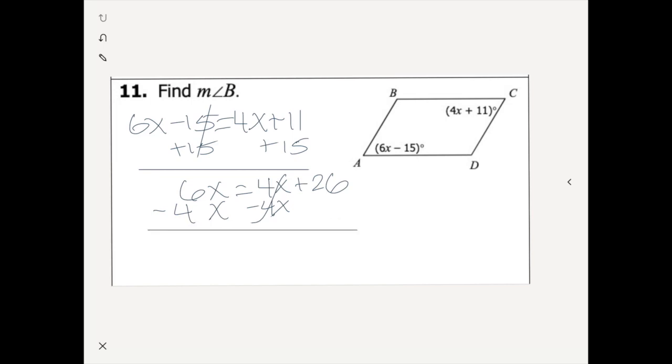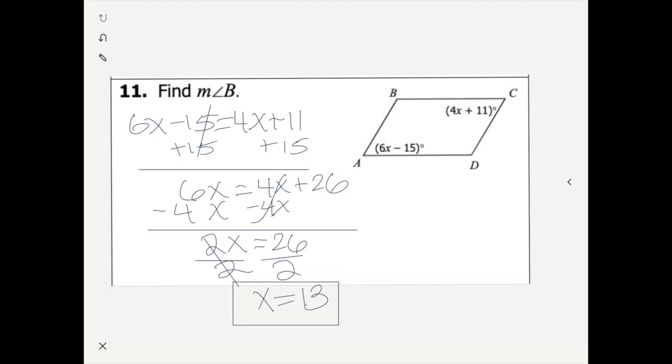And we're going to get 2x is equal to 26. If we divide by 2, we're going to get x is equal to 13. Now, they didn't ask us for x. They asked us to find the measure of angle B. How are we going to do that? We don't even have an expression for angle B.